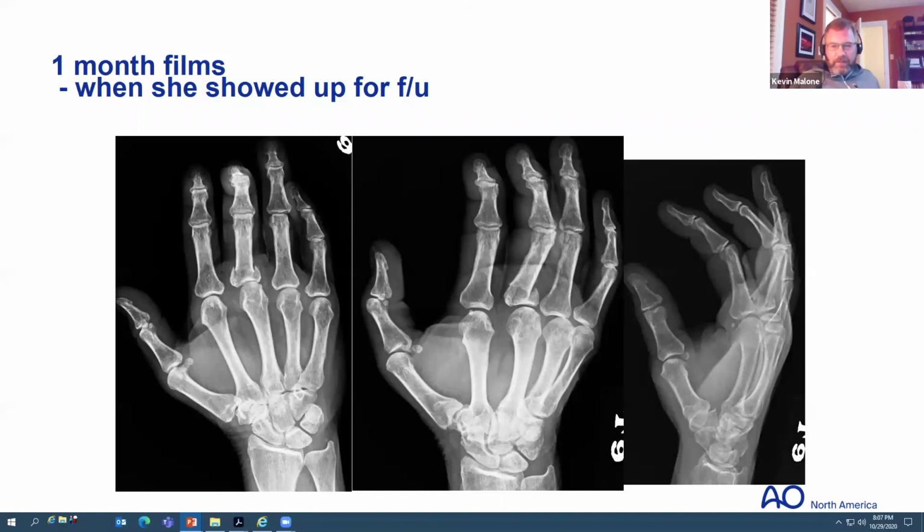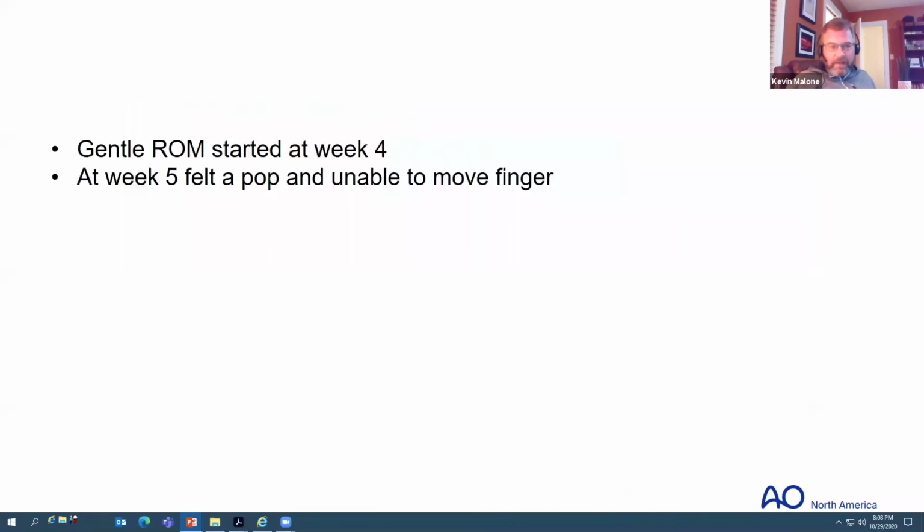She has some pretty significant medical issues as well, despite her relatively young age. So at this point, we sent her to therapy and let her start working on range of motion, letting her know she was likely going to have a deformity, the pseudoboutonniere deformity commonly associated with this fracture alignment. We started her on range of motion at week 4, and at week 5, she felt a pop and was now unable to move her finger.